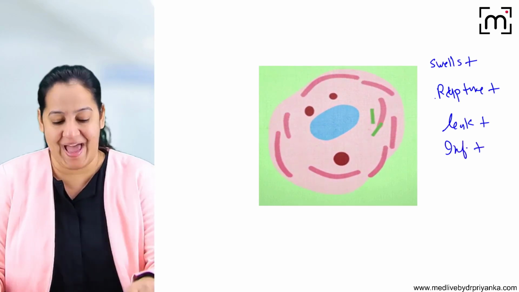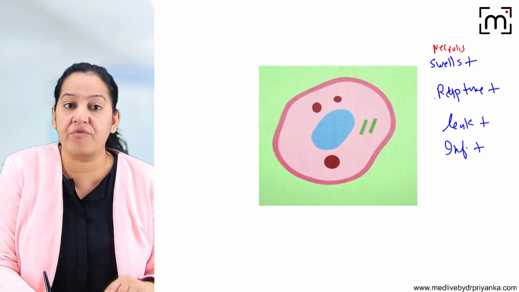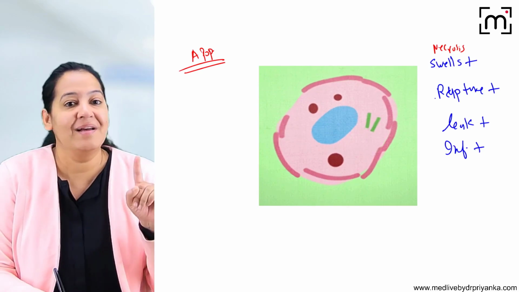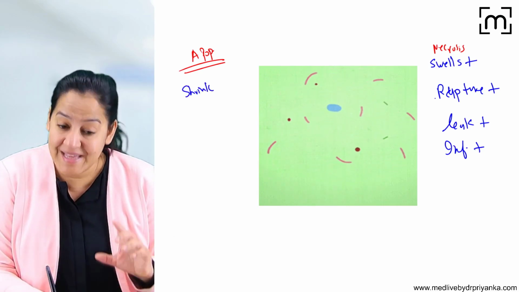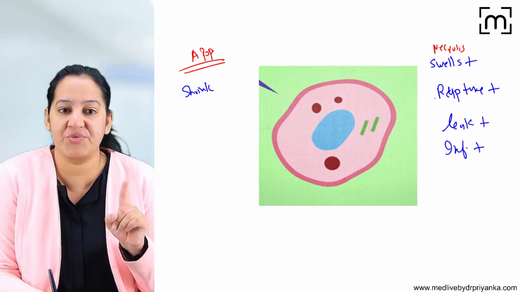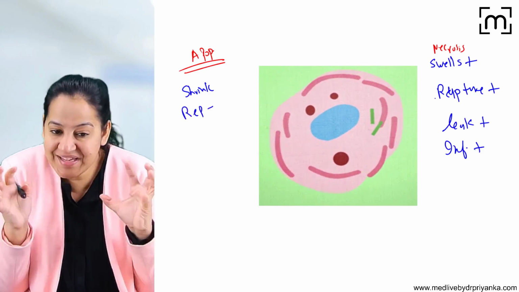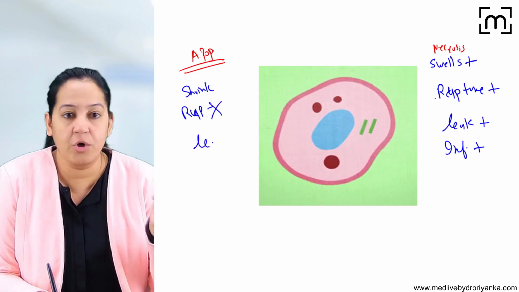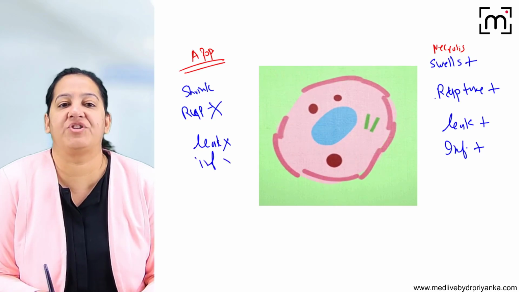And in contrast to that, this is all about necrosis, I'm telling you. In contrast to that, in apoptosis, the cell does not swell, rather the cell shrinks. The cell shrinkage is there. So shrinkage is there, swelling is not there. Rupture is never there, because the cell is shrinking. No rupture, no leakage, no inflammation.